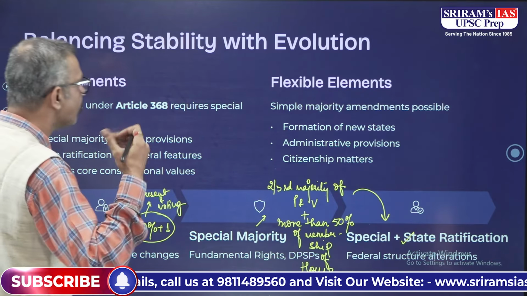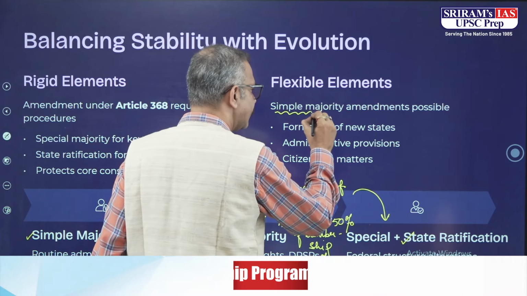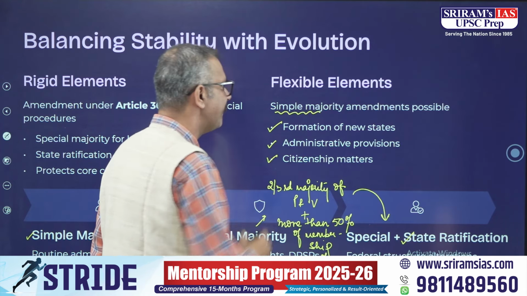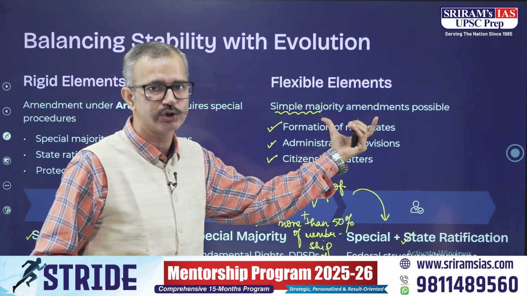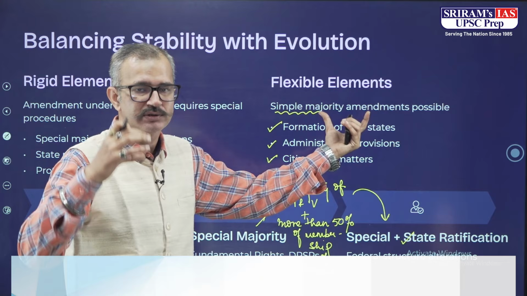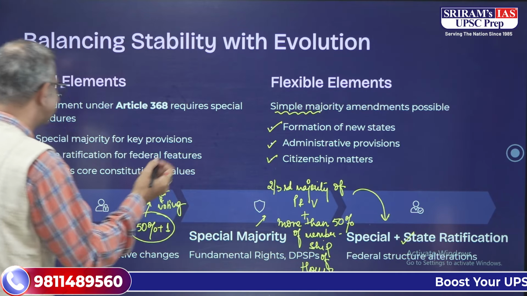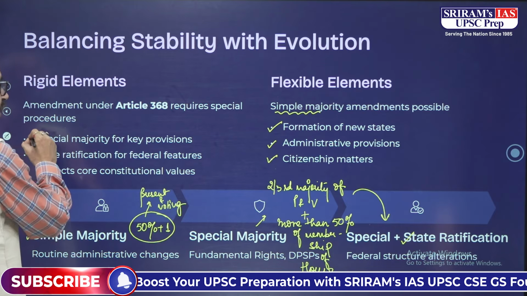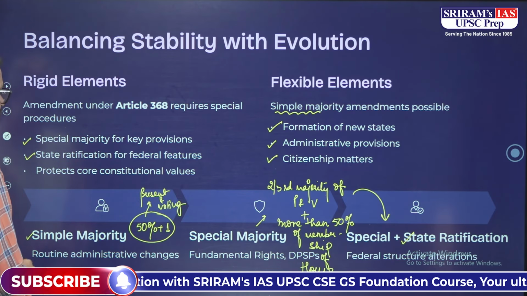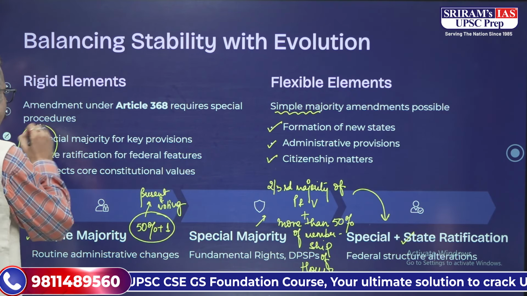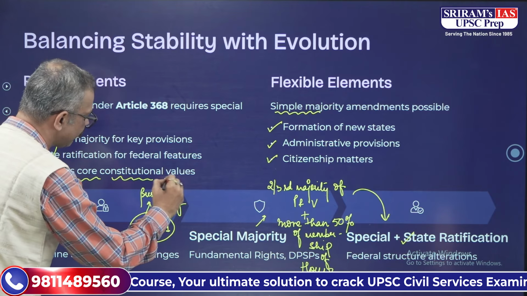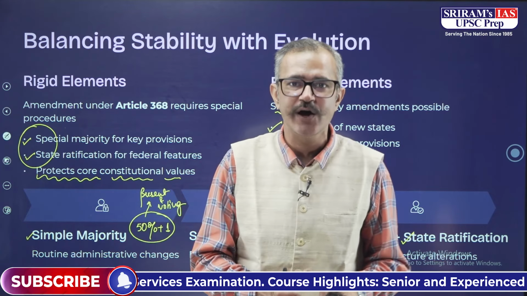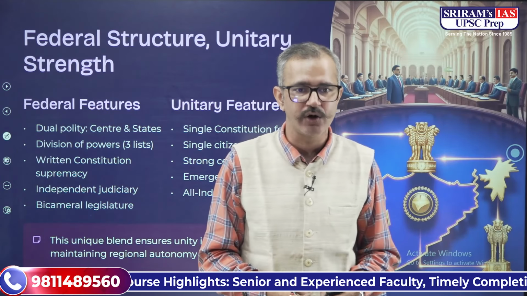So when we are talking about the simple majority, we can amend the formation of new states, the administrative provisions as well as citizenship matters. So we have simple majority through which certain acts and articles could be amended. At the same time, when we are talking about the rigid elements of the constitution, we have special majority for the key provisions and state ratification for the federal features, and both of them protect the core constitutional values, and that is how we have a blend of rigidity as well as flexibility in our constitution.